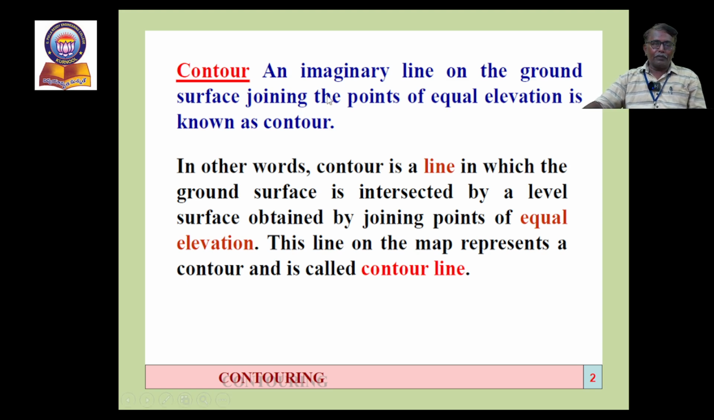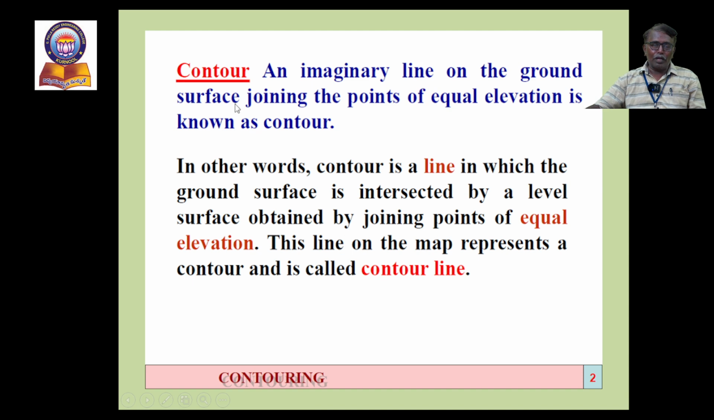First, the definition of contouring. A contour is an imaginary line on the ground surface joining the points of equal elevation. In other words, a contour is a line in which the ground surface is intersected by a level surface, obtained by joining points of equal elevation. This line on the map represents a contour and is called a contour line.